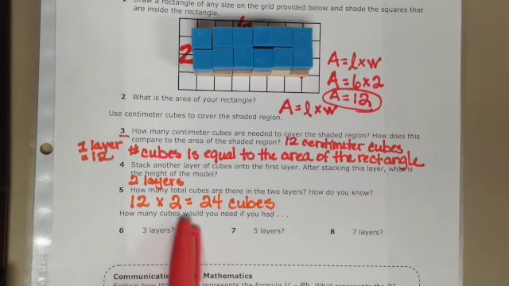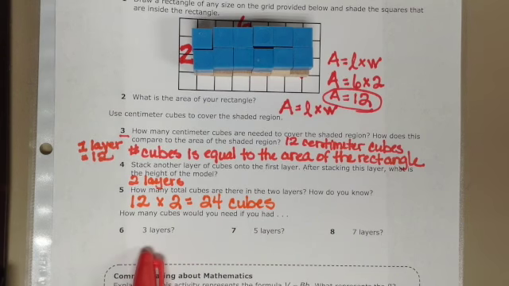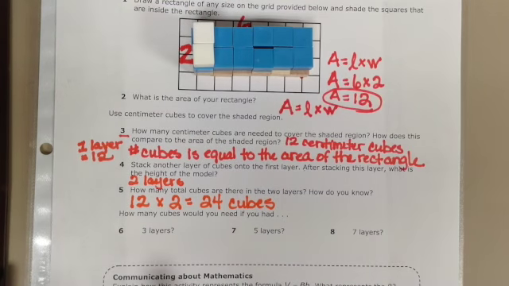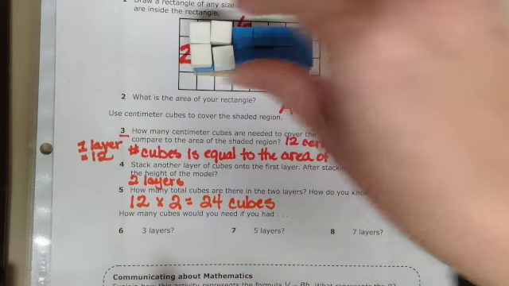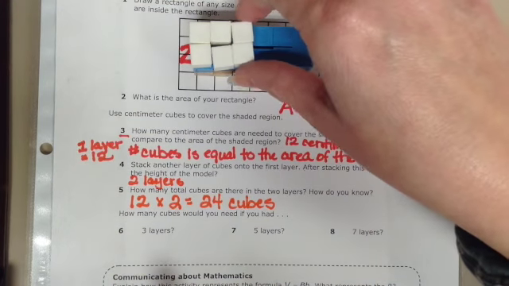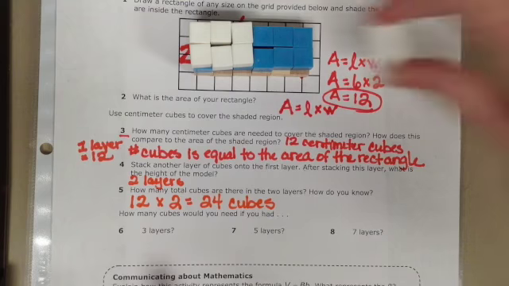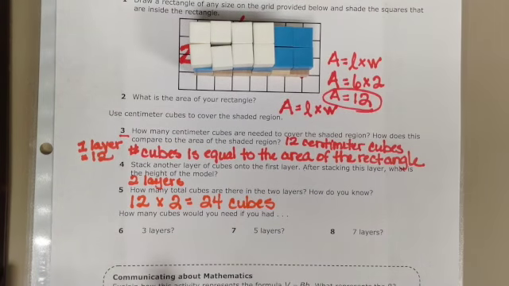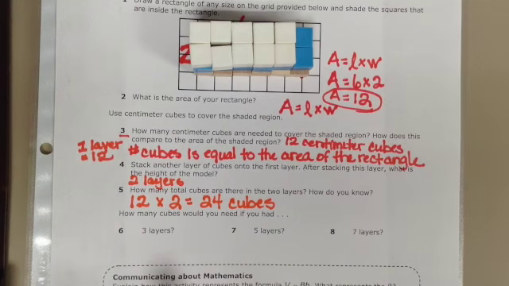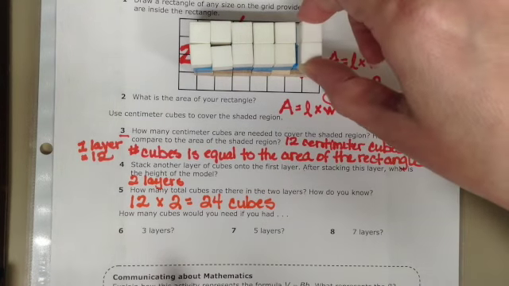Okay, now how many cubes would you need if you had 3 layers? Okay, well let's add some more. 2, 4, 6, 8, 10, 12.